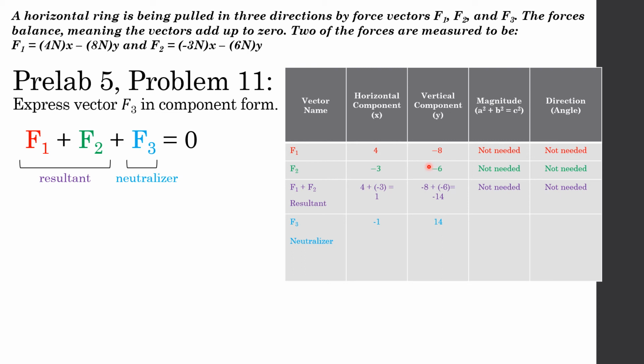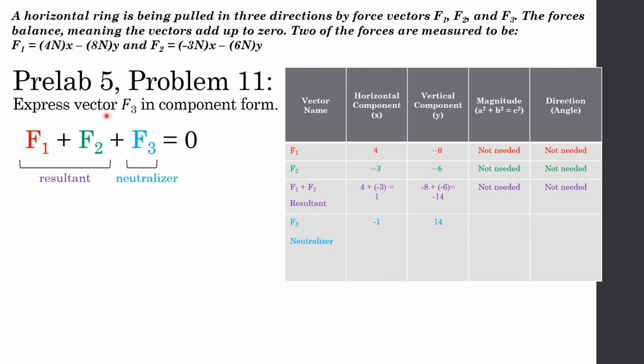Now, just like the previous problems, when we're finding the resultant, we're going to sum up our horizontal and vertical components. I'm going to start with my horizontal components. I sum up my positive 4 and my negative 3. This gives me a positive 1. For my vertical components, I sum up my negative 8 and my negative 6, and this gives me a negative 14.